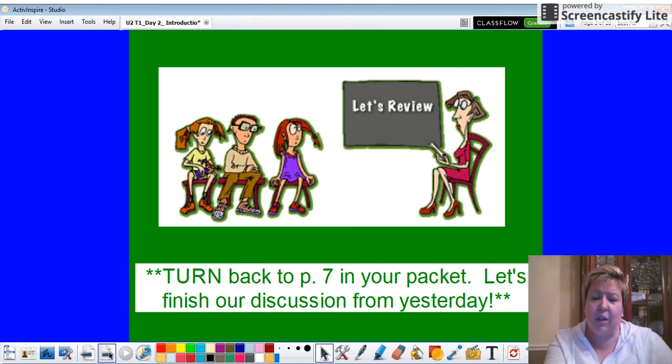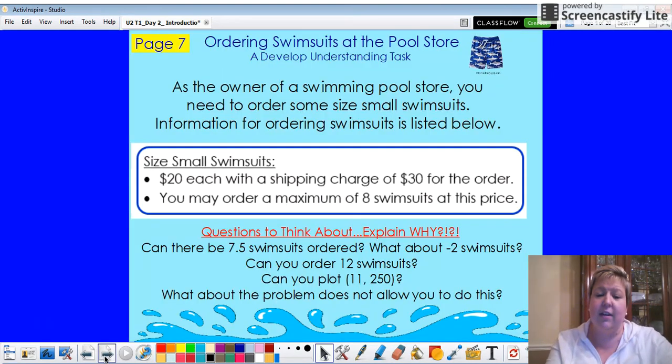Before we get there, I want to look at page 7 just to wrap up. I know the bell rang in most of our classes yesterday, right as we were kind of finishing that discussion. But if you turn back to page 7, you'll notice or remember that we were talking about bathing suits costing $20 and that one-time fee of $30.